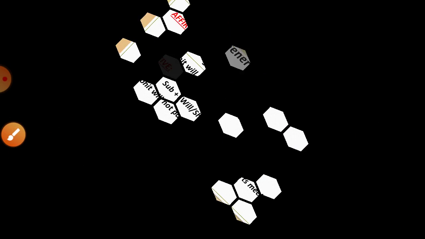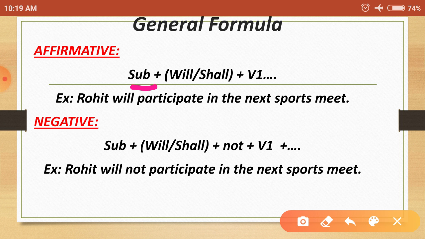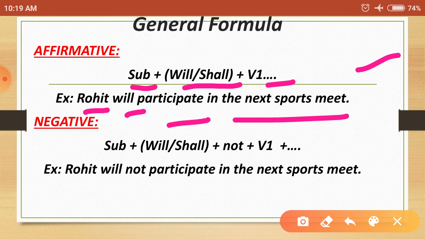Now, the difference between an affirmative statement and a negative statement. An affirmative statement is a statement that expresses the validity or the truthfulness of the statement. So the formula for an affirmative statement is subject, will or shall, verb 1 and the remaining part of the statement. Here the subject is Rohit, so he, so will. Rohit will participate in the next sports meet. So an affirmative statement expresses the validity or the truthfulness of the statement.